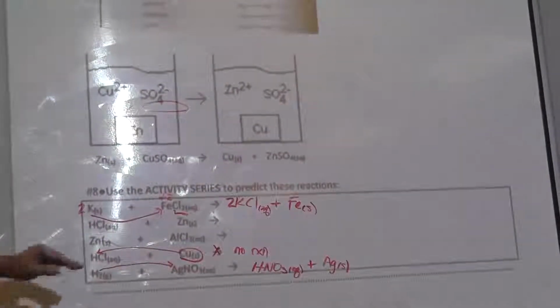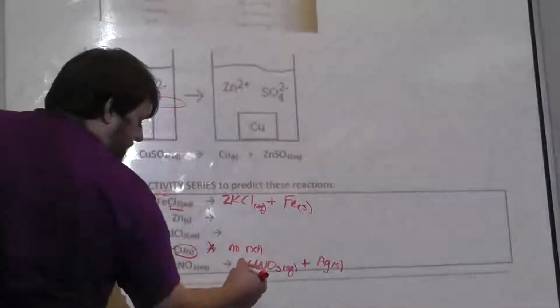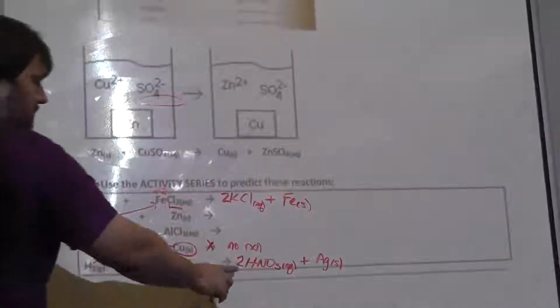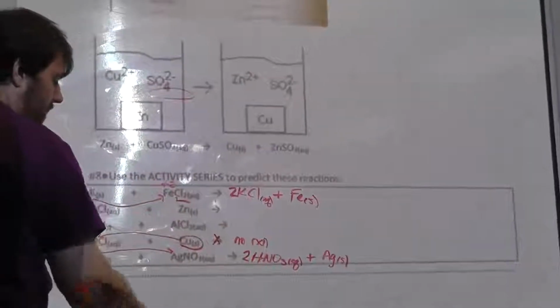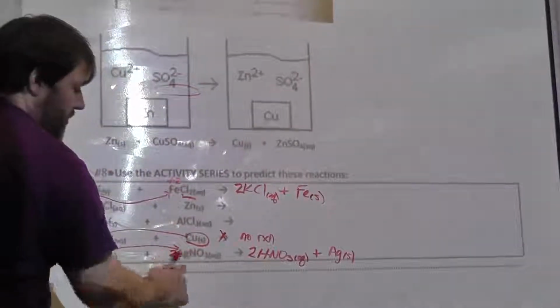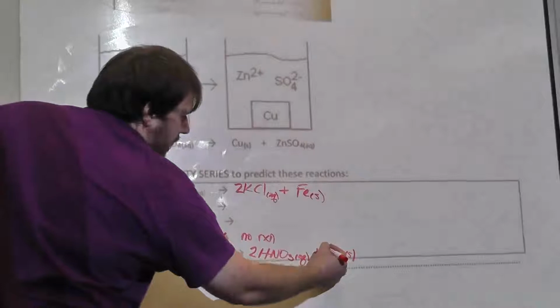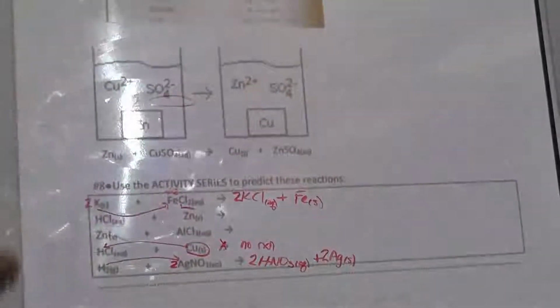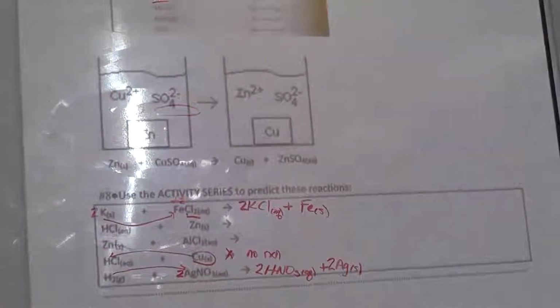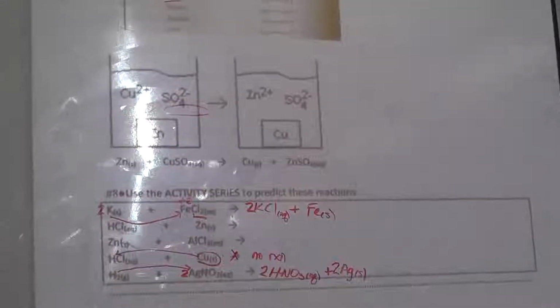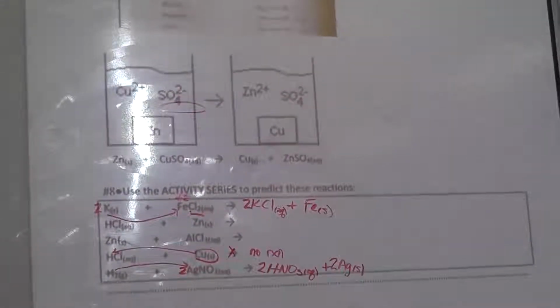It's not balanced yet. We had 2 hydrogens starting off, so we still have to have 2 hydrogens ending. That gives us 2 hydrogens but 2 nitrates. So we need a 2 in front of your silver nitrate and a 2 in front of your silver. That reaction will happen because the hydrogen is more active than the silver there, so it will kick it out of its spot.